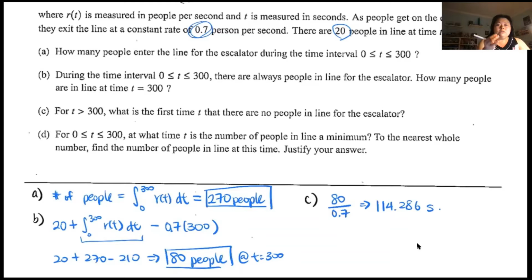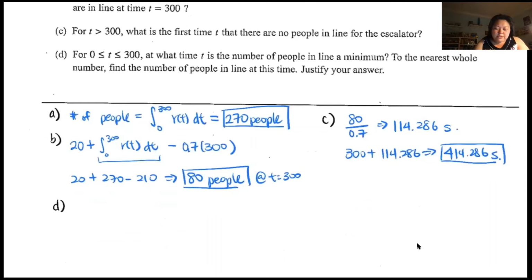So what is the first time? You have to include the 300 seconds from before. So when does this happen? It happens at 300 plus 114.286, which is 414.286 seconds. That is the first time there's nobody in line, because you got rid of the 80 people that were remaining in line. Okay, last part, D.